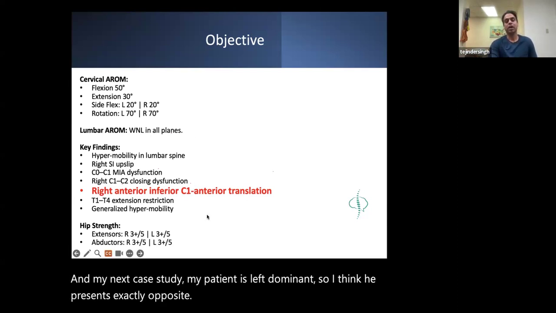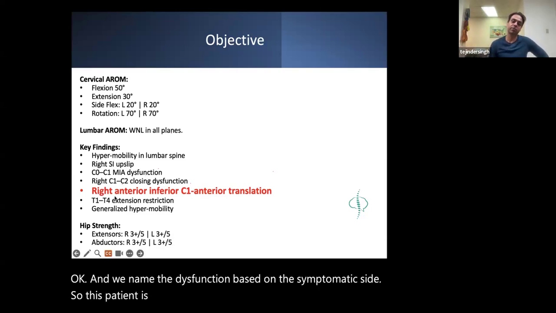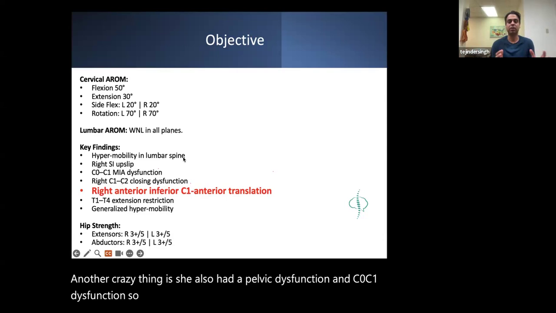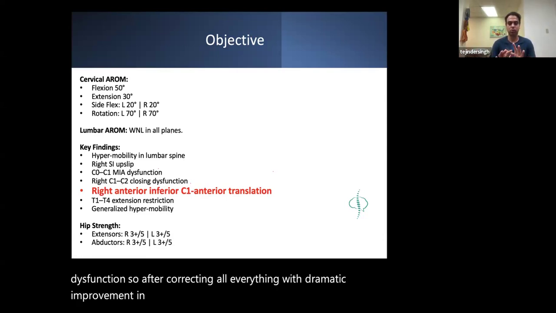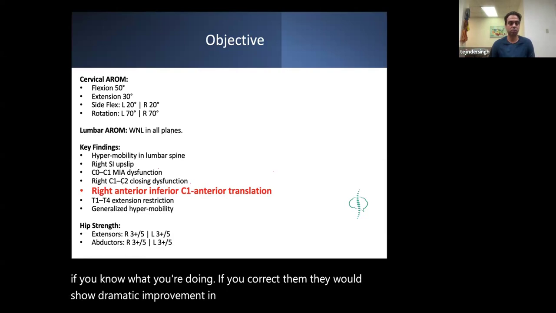And we name the dysfunction based on the symptomatic side. So this patient is also right inferior C1 anterior translation. Another crazy thing is she also had a pelvic dysfunction and C0, C1 dysfunction. So after correcting everything, a dramatic improvement in symptoms. Hypermobile patients would show you, if you know what you're doing, if you correct them, they would show dramatic improvement in dizziness just in 5 minutes if you know what you're treating.